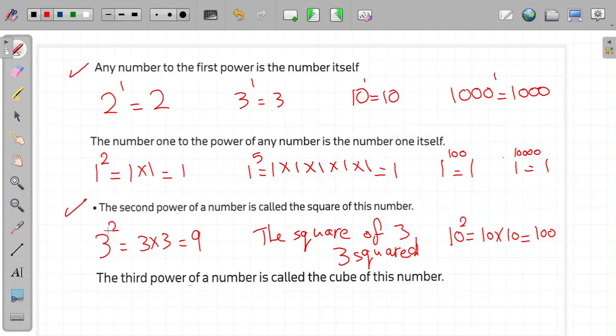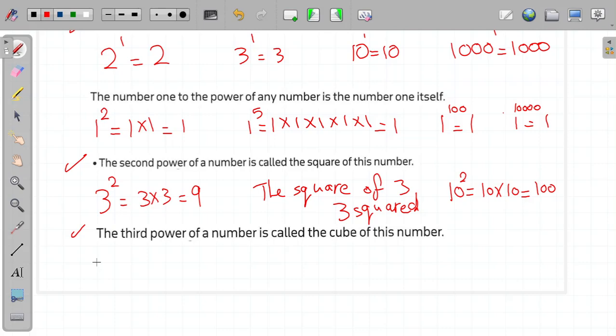The fourth one, or the last one here: the third power of a number is called the cube of this number.